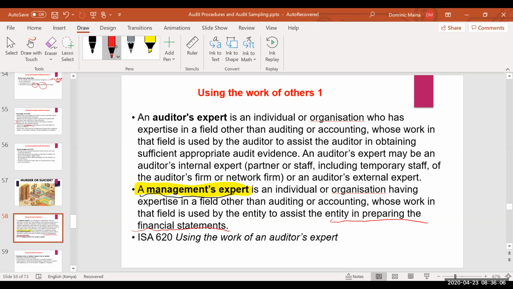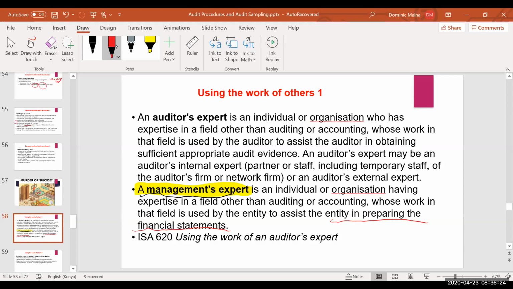So here we are the appointed party, the so-called auditor's expert. We are the one who is appointing this particular professional, and we appoint them to give us an opinion on a certain set of matters. That is referred to as the auditor's expert.